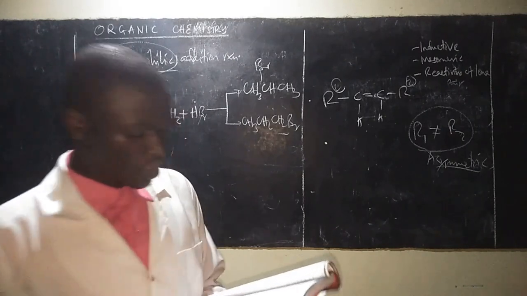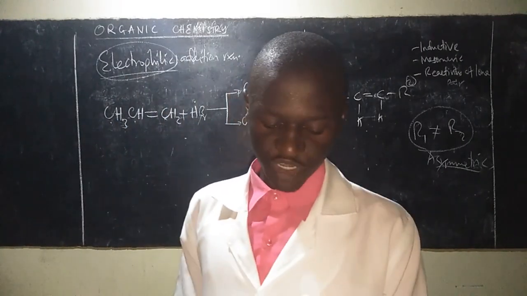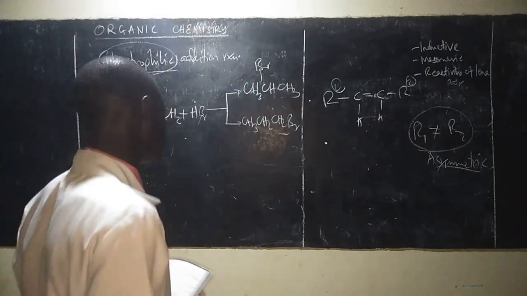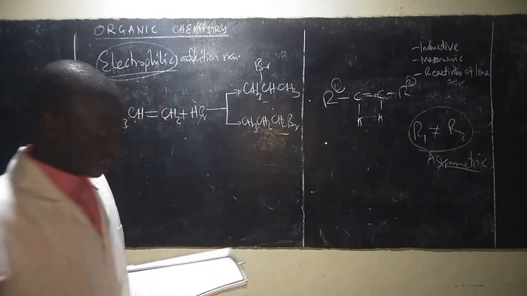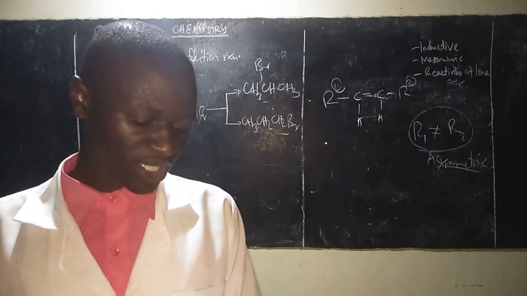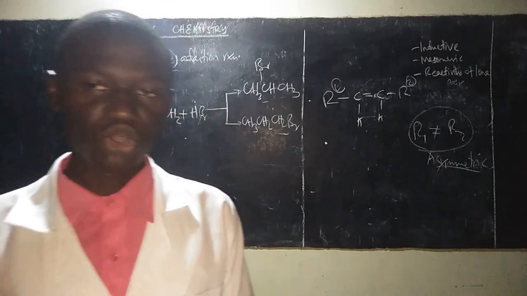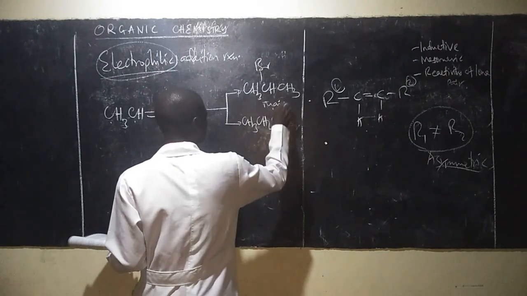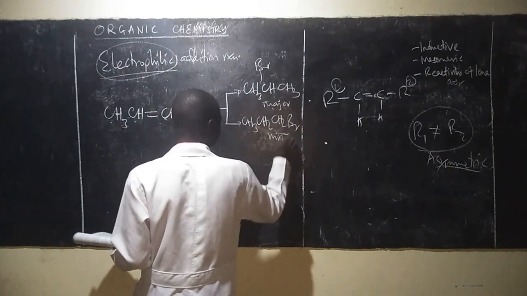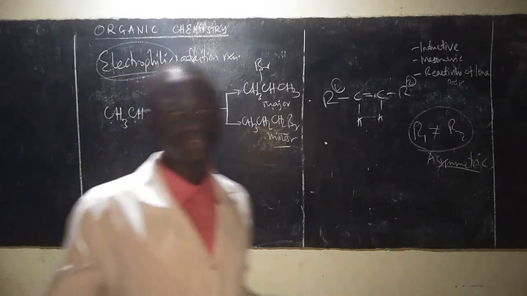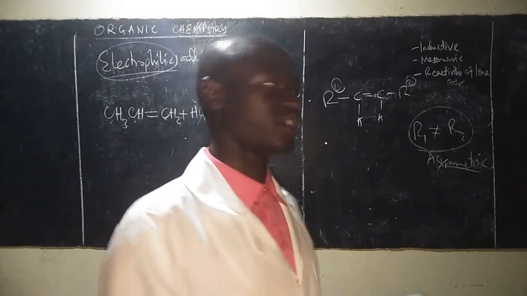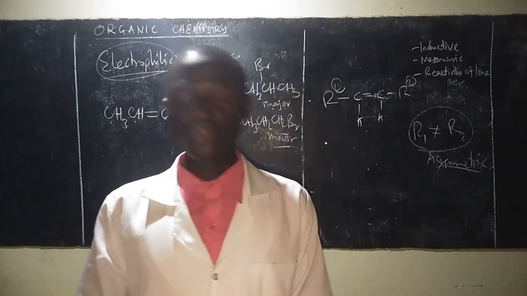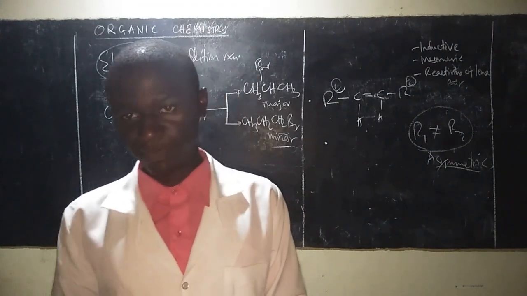Now, of the two products, which one is the favored product or the major product? Of the two products, 2-bromopropane, which is this one, is the major product. 2-bromopropane is the favored product and is formed in high proportion and is called the major product. The reason it's called major is that its concentration in the solution is higher compared to the concentration of the other product, which is 1-bromopropane. So why is 2-bromopropane the major product?